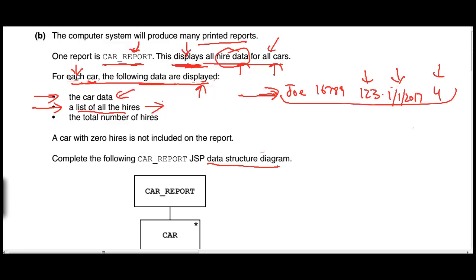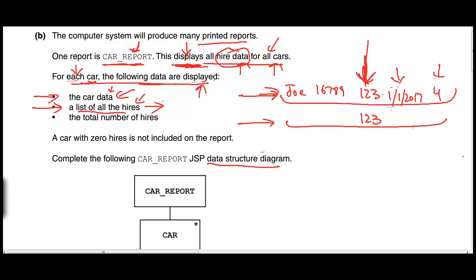So remember, he's talking about data that is going to be displayed about each car. For each car, the car data, which is basically the car registration number, is going to be displayed. For each car, a list of all the hires is going to be displayed, which basically gives you what impression? It tells us that there are going to be more transactions about this single car. In our case, this car is car number 123.